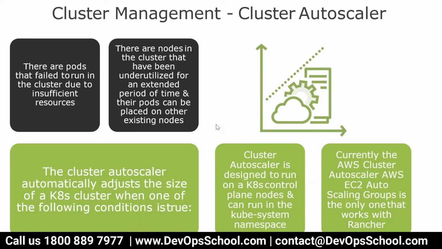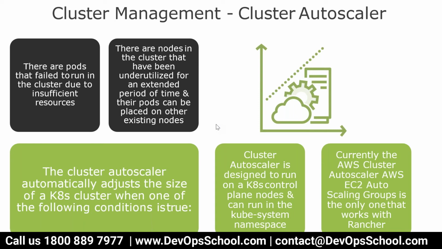Now, how do you scale that cluster? That's called cluster autoscaler. So there are pods that failed to run in the cluster due to insufficient resources. Also, there are nodes in the cluster that have been underutilized for an extended period of time, and their pods can be placed on other existing nodes.